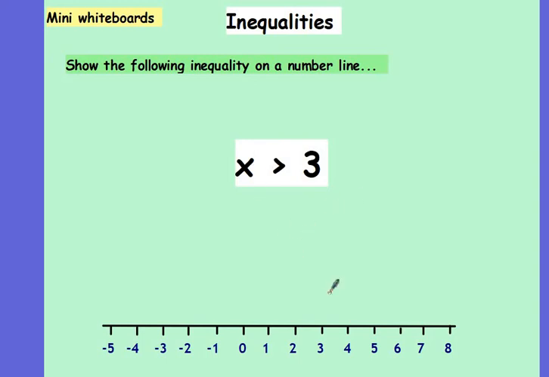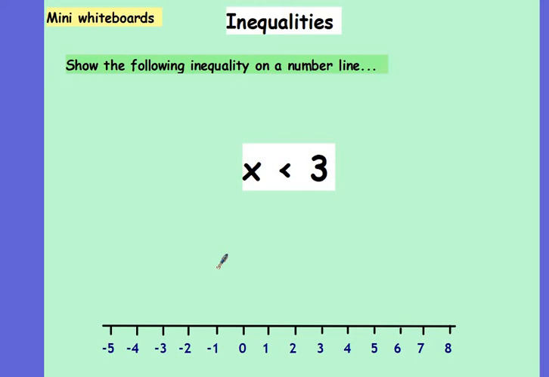Okay, so we've got x is greater than 3, so we know the dot needs to be on the 3. We know it can't be equal to 3, so it needs to be an empty circle. And we know it needs to be any of these numbers that are greater than 3. So x could be 4, 5, 6, 7, 8, but it cannot be 3.